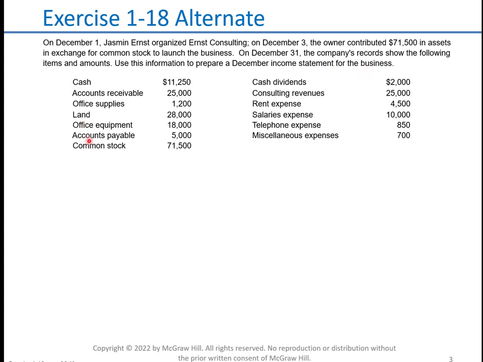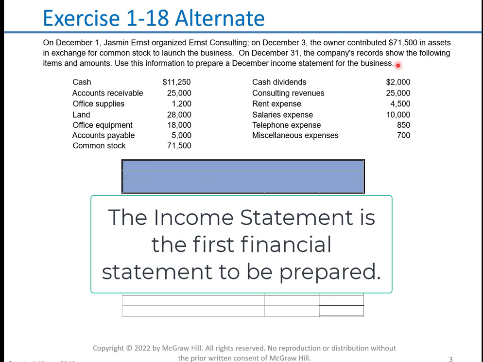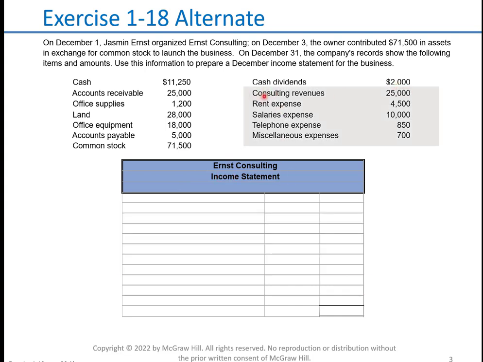So we have these accounts and balances, and the first one we will prepare is the income statement. The income statement always has to be prepared as the first financial statement. So one thing you will hopefully recall is that the items that go on the income statement are the revenues and the expenses. So all of these items here will go on the income statement. You also need to put the date for the income statement.